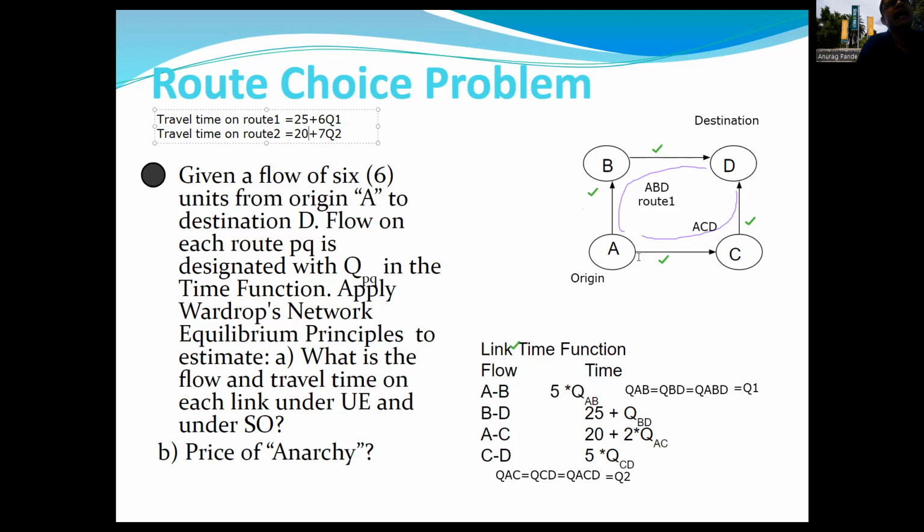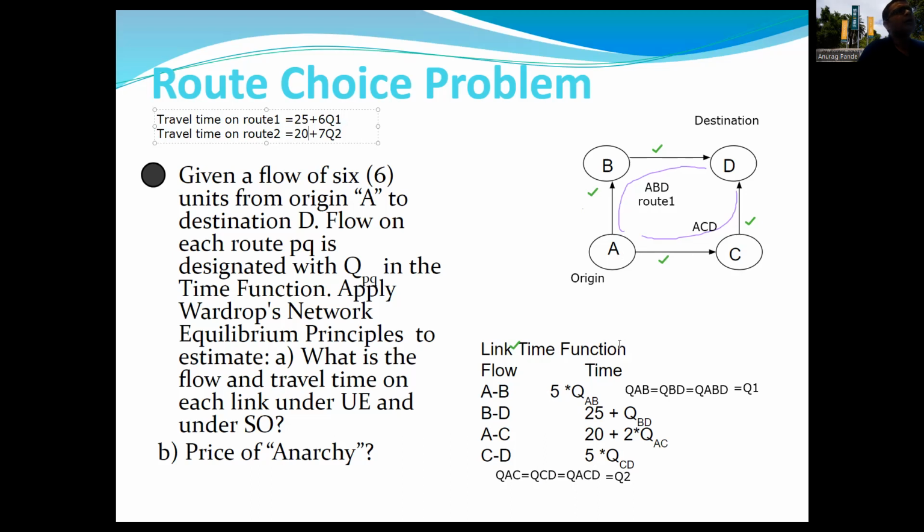To do this, I just added the route travel time, route AC, and then route CD. So these are basically equations that describe the travel time that's going to take on each link, and I just add up those times on those links. So I need to first find out Q1 and Q2 using the user equilibrium principle.